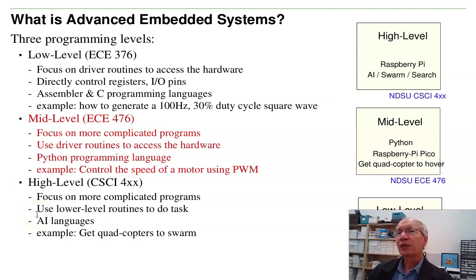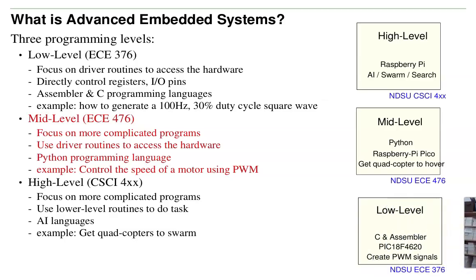In terms of what is advanced embedded systems, this course looks at mid-level programming. In programming, there's kind of 3 different levels. 376 Embedded Systems, the prereq for this course, looks at low-level programming. There we use C and assembly to read the registers and drive the outputs directly using fairly simple code. For example, we'll look at how to generate a 100 Hertz, 30% duty cycle square wave using C code or assembly.